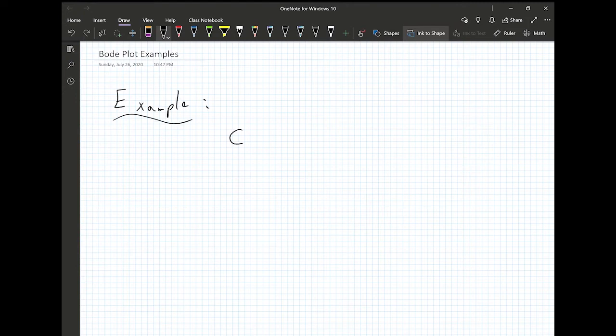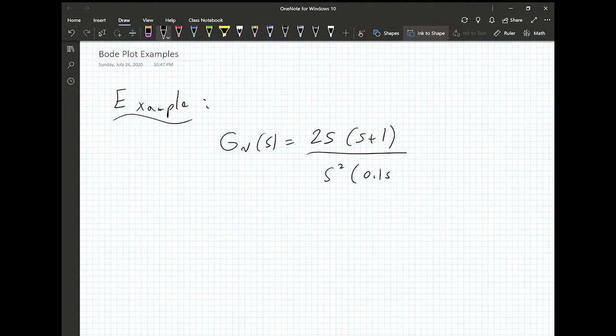The example is as follows. G(s) equals 25 (s plus 1) over s squared (0.1 s plus 1). This is a transfer function where the poles and zeros are in normalized form. And remember that s is a shorthand for j omega.